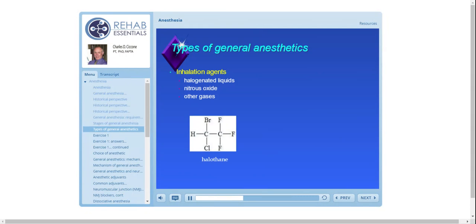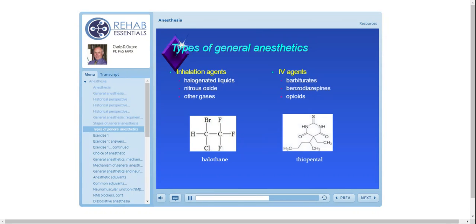Then we have the injected, and there's a diagram of halothane. We have the injected anesthetics, which are typically given IV, and this is where the barbiturates are very well used. Drugs like secobarbital and thiopental. The benzodiazepines in liquid form can also do this. And even the opioids in a higher dose of liquid form can be injected IV to cause a general anesthetic effect. Question then is, why use one group over the other? And the answer is, oftentimes you use both. That's what we'll see in the next slide.